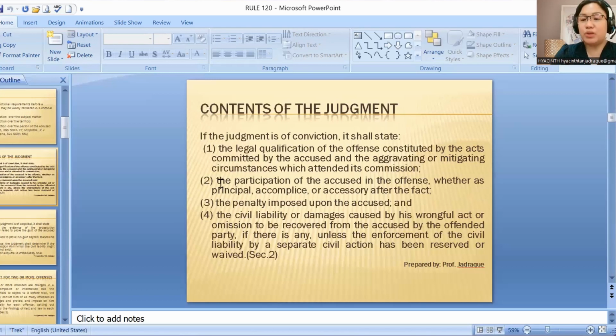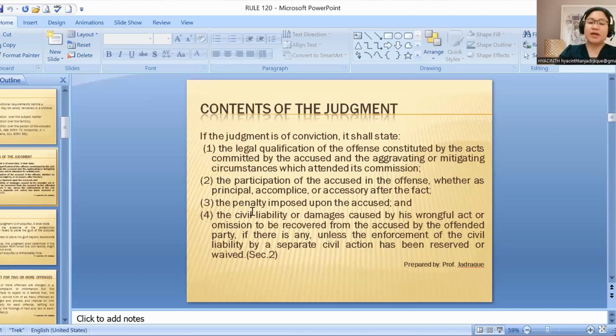Now, if there is more than one accused in a particular case, the court shall likewise specify what was the degree of participation of the accused in the offense. Was he a principal? Was he an accomplice? Or just an accessory after the fact? Why is that important? Because the penalty to be imposed upon the accused, his actual participation in the commission of the crime, is also very substantial or determinative of the proper penalty to be imposed upon him.